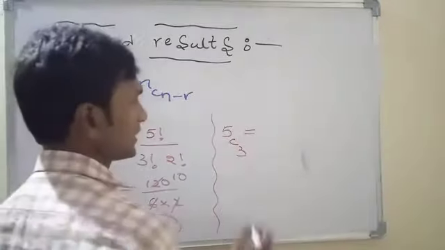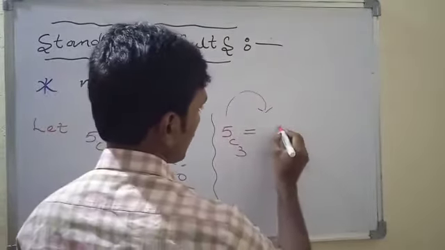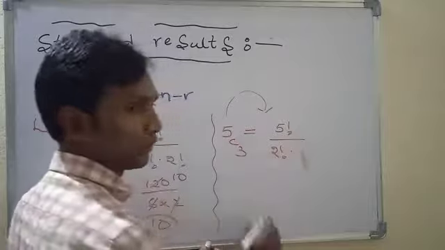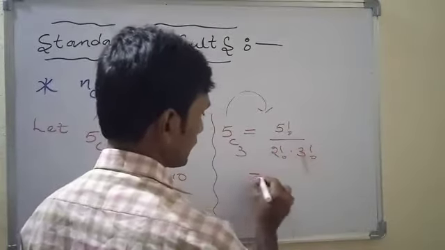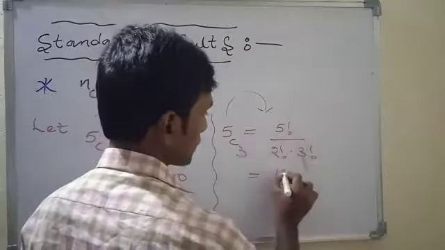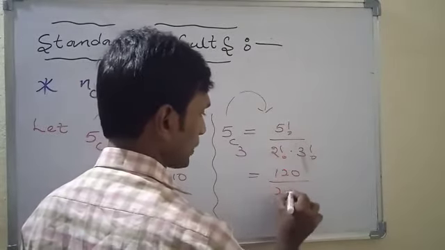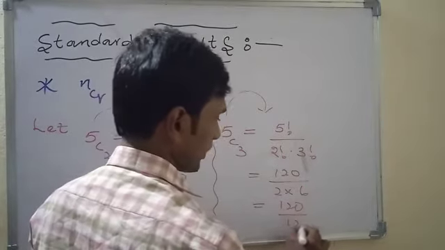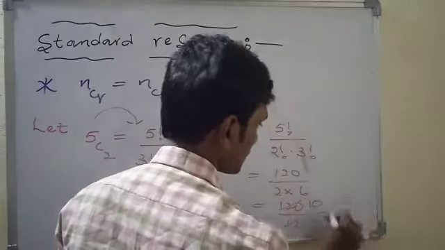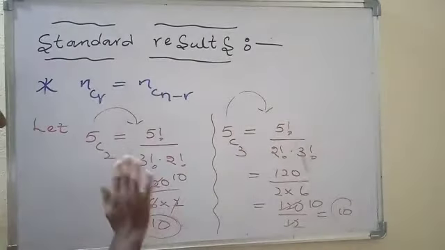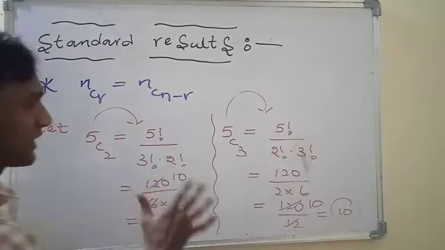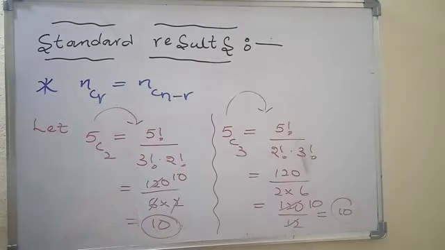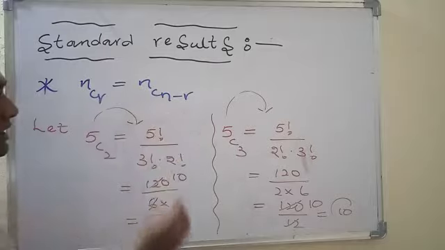Come to the value of 5c3. Now apply the formula of nCr: 5 factorial divided by 5 minus 3 factorial, that is 2 factorial, into r factorial, that is 3 factorial. Again the value of 5 factorial is 120. 2 factorial means 2, 3 factorial is 6. That equals 120 by 12, and 12 in 120 goes 10 times. That equals 10. That means both the values of 5c2 and 5c3 are equal. So from this example, we conclude that the value of nCr equals nC n minus r.